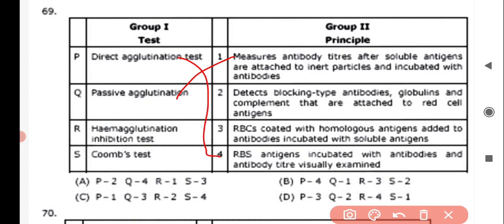For another test, hemagglutination inhibition test, the correct answer is option number 3, that is RBCs coated with homologous antigens added to antibodies with soluble antigens. For Coombs test, the correct answer is option number 2, that is detects blocking type antibodies, globulins and complement that are attached to red cell antigens. So option B is correct for this question.